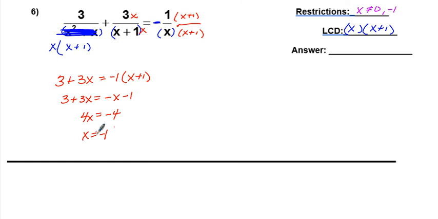So now let's see. Our final answer on here was x equal negative 1. But what we just saw was that we had a restriction against negative 1. And so once again, we have no solution. If your only answer is on the restrictions list, you don't have a solution. All right, let's take a look at 7.